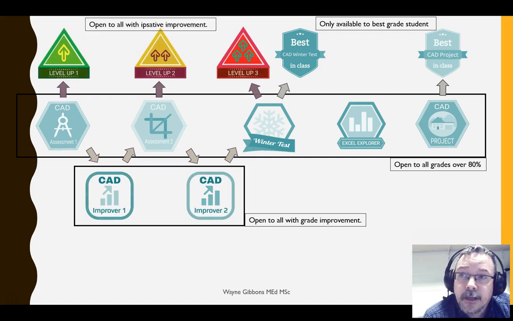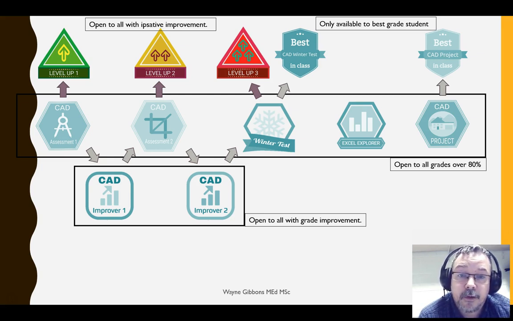We then have the level up badges, which are available for students that show improvement in an ipsative iteration. The way those worked was that if a student took part in an assessment and felt afterwards, for whatever reason, that they didn't perform to their best, they were allowed a second attempt at the assessment. The grade from their first attempt was what was recorded for calculating the final grade in the module, so they did not get a grade increase for the second attempt.